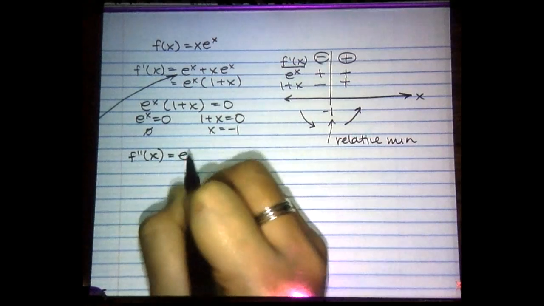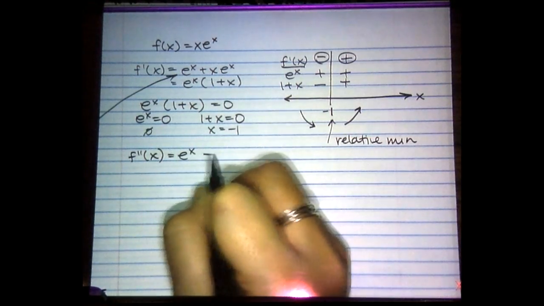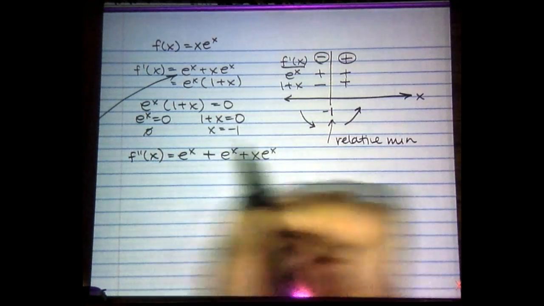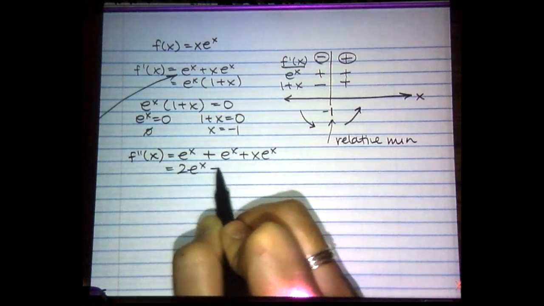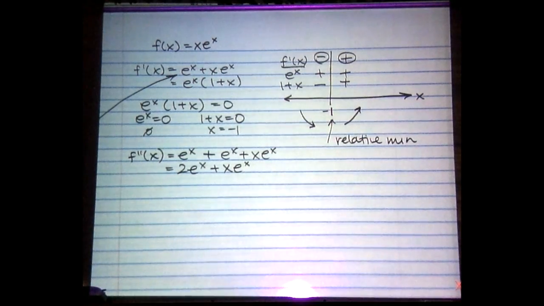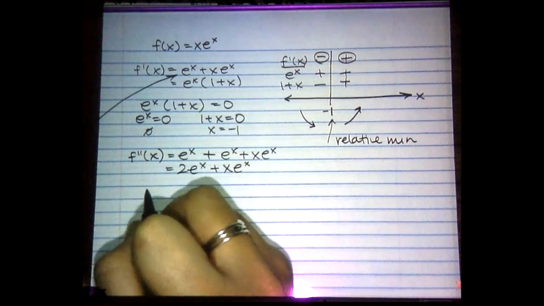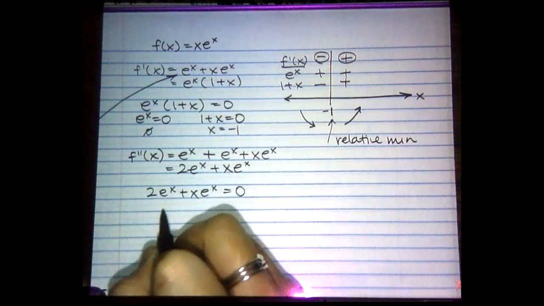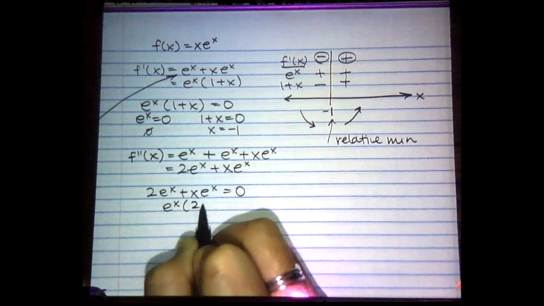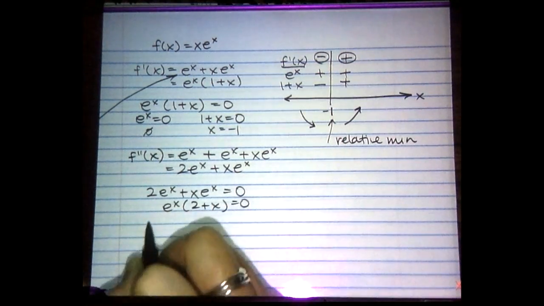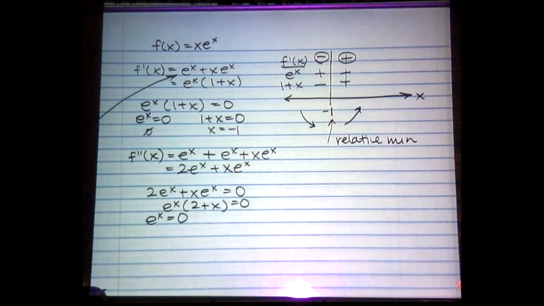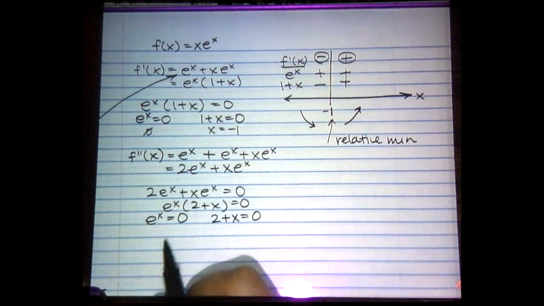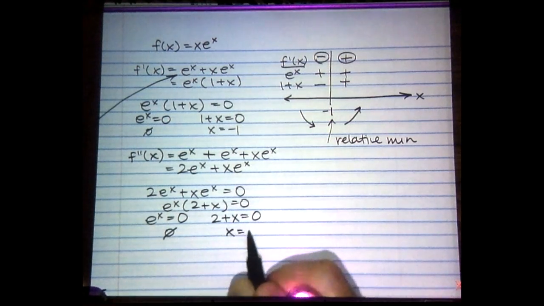Derivative of e to the x is e to the x. The derivative of x e to the x we already found, so I'm going to cheat. That's just f prime, I'm just copying that down. So we get 2 e to the x plus x e to the x. And we want to know when that second derivative is 0. So we'll go ahead and factor. And we have 2 equations to solve. And so this would give me no solution. Here we have x is equal to -2.